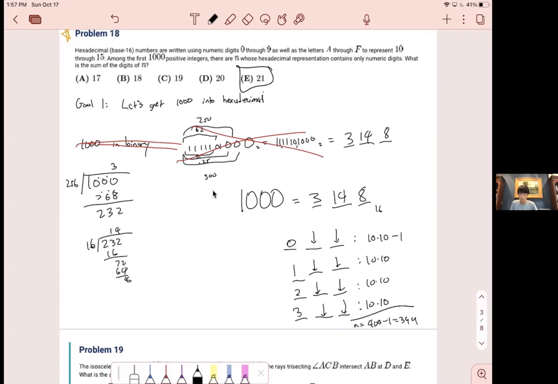We don't have to do any casework because 14 is above 10. If instead this was a 9, or a 7, we would have to manually exclude something like 3, 9, 5. But it's a 14, which is nice. So that gives us 399, and 3 plus 9 plus 9 equals 21.